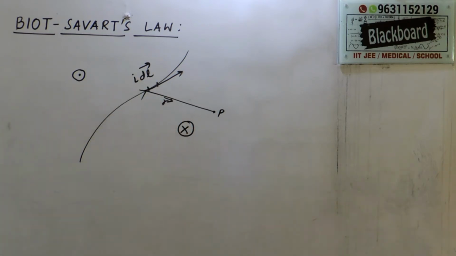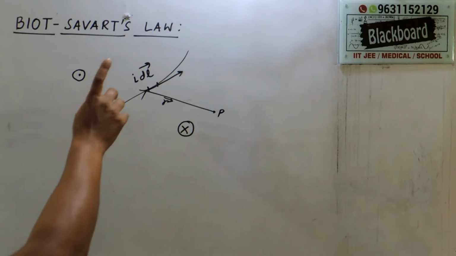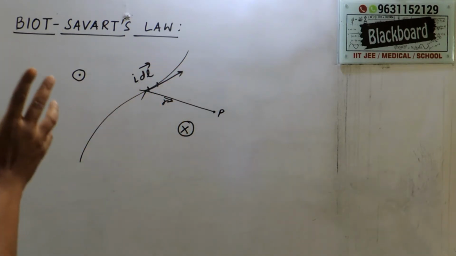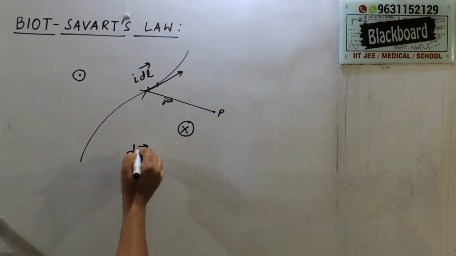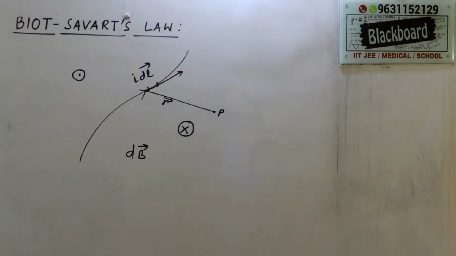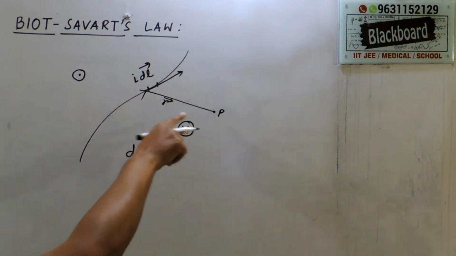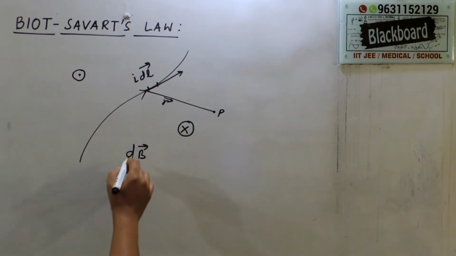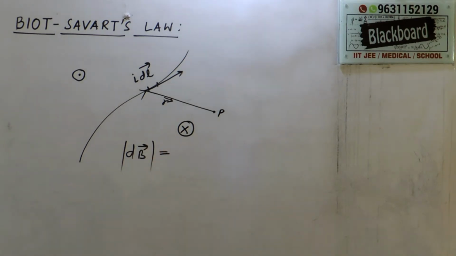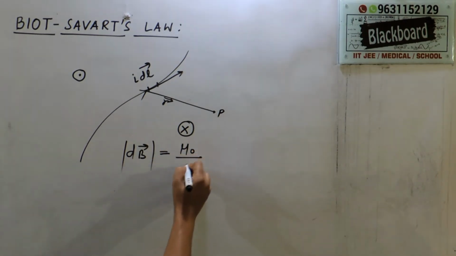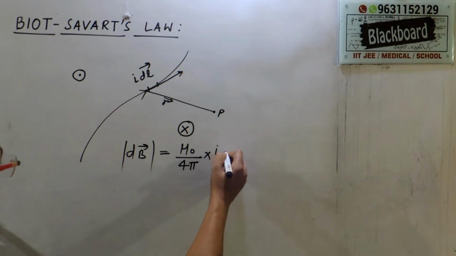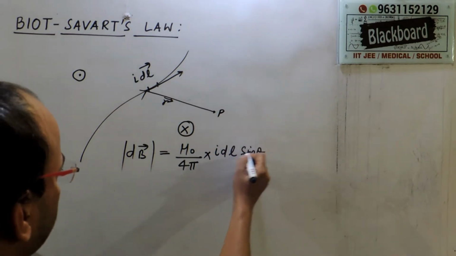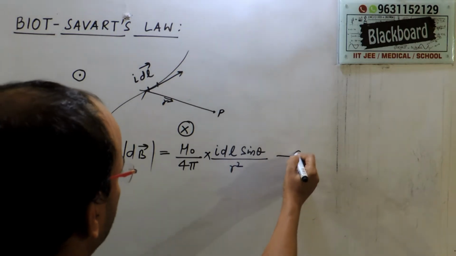The current carrying wire produces a magnetic field around it. Biot-Savart's law states that the magnitude of intensity of a small magnetic field, denoted by dB, due to current carrying element I dl at point P at a distance r from it, is given by dB equal to mu naught by 4 pi into I dl sin theta divided by r square.